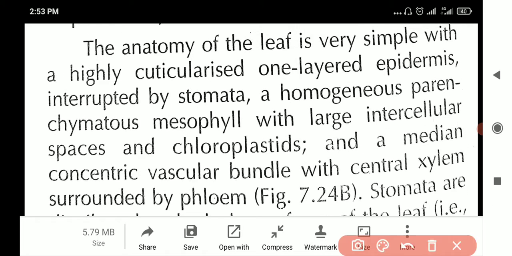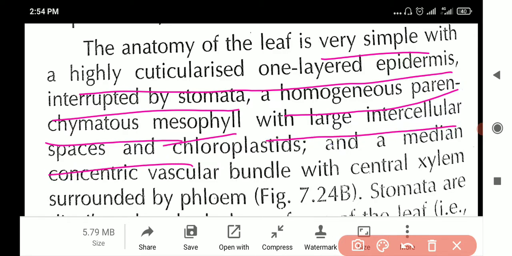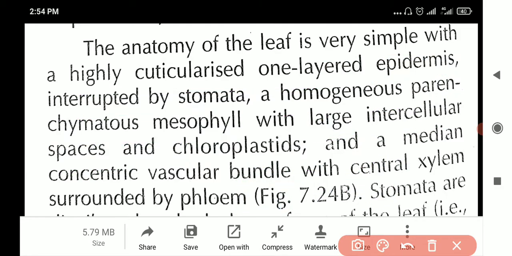Okay, so it is very simple. It has lots of cuticle, a one-layered epidermis which is interrupted by stomata, and it has similar-shaped cells known as the mesophyll cells, with large intercellular spaces in between them. Remember in the diagram, the cells had large spaces. Why? Because they are the leaves. They have to take in carbon dioxide and exhale oxygen. So those spaces are not exactly empty. They are filled by gas.